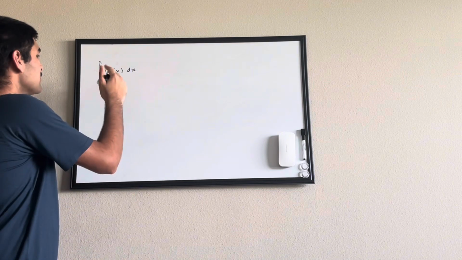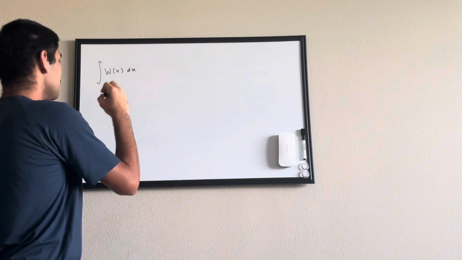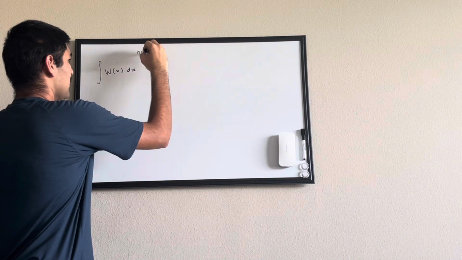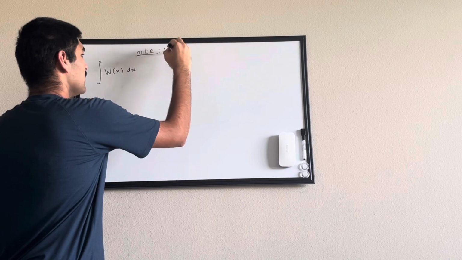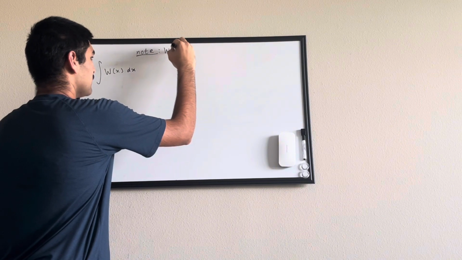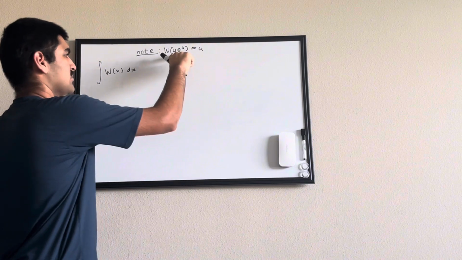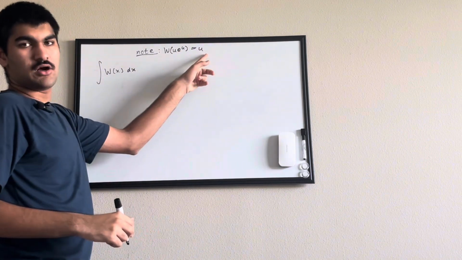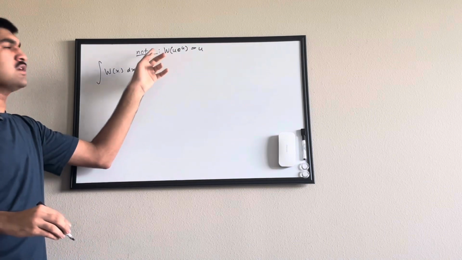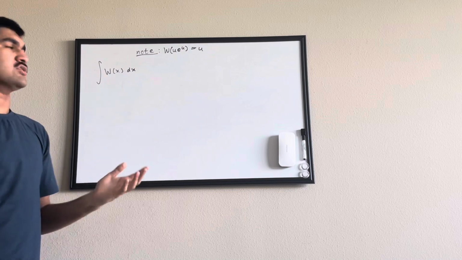So we have the integral of the Lambert W function. To start, let's go over some basic features of the Lambert W function. Namely, if you take the Lambert W function of something like u e to the u, you just get u back. Essentially, the Lambert W function and u e to the u are inverse functions.